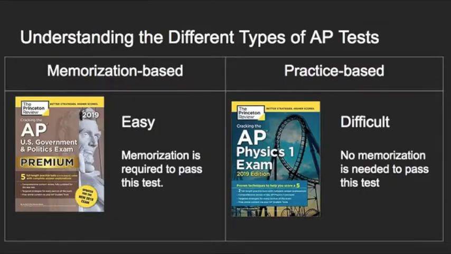So the first thing you should really be doing is to differentiate between the two different types of AP tests. There are easy memorization-based tests and difficult practice-based tests. Things like the AP US Government and Politics exam are considered pretty easy because if you want to pass the test, you just need to do a bunch of memorization. But Physics 1 is considered one of the hardest AP tests. The reason for this is that you don't really need to memorize that much, but you do need to do a lot of practice problems, and you really need to understand how physics works if you want to do well on this test.